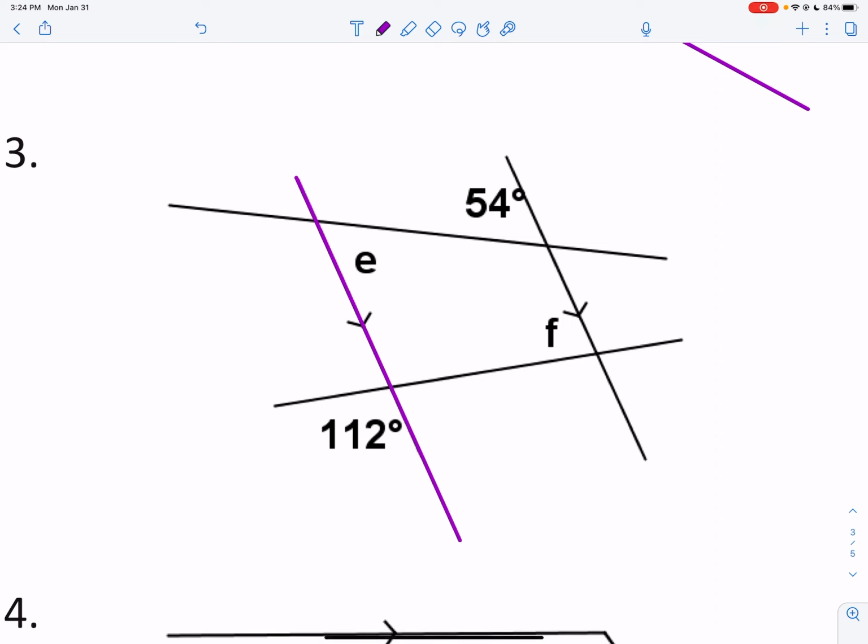So we have that, straighten out, there we go. Let's look at this one first to find F first, because why not?